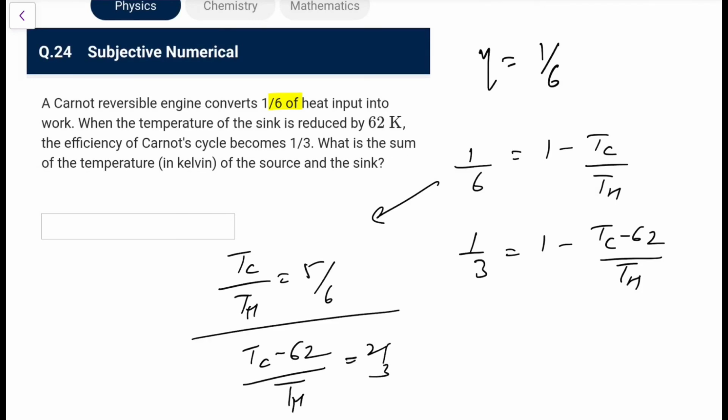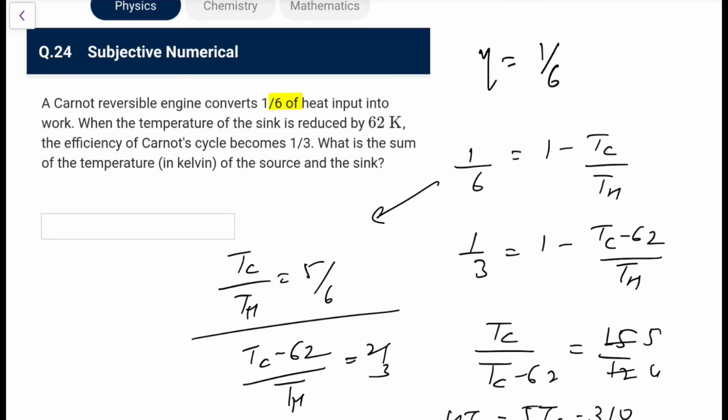So divide both. Tc upon Tc minus 62 is 15 by 12, or you can write it as 5 by 4. So 4 Tc is 5 Tc minus 310. So Tc is 310. And what would be Th now? Th would be 6 by 5 into Tc. That is 310 into 6 by 5. This would be 362 Kelvin.